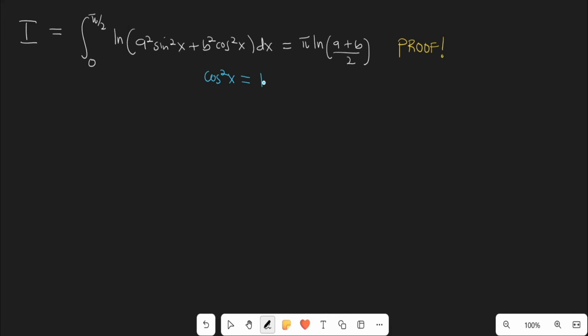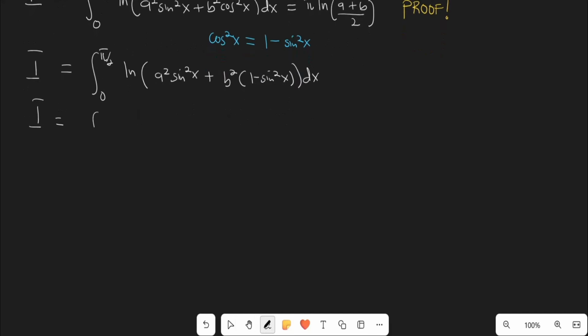Cosine squared of x can be replaced with 1 minus the sine squared of x. That is from the Pythagorean identities. Let's replace that in our integral. I is the integral from 0 to pi over 2 of the ln of a squared times sine squared of x, added to b squared, and in place of cosine squared of x I'm going to put 1 minus sine squared of x, like this, dx.